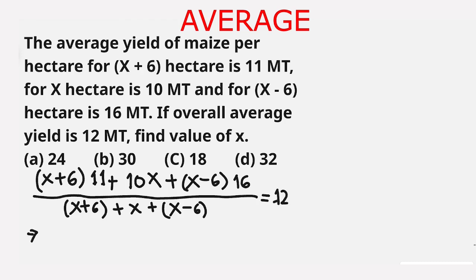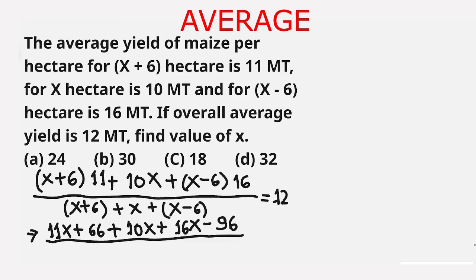Now this is equal to 11x plus 66 plus 10x plus 16x minus 16 times 6, which is 96, divided by x plus 6 plus x minus 6, which is 3x, equal to 12. Now we can easily find the value of x by solving this equation. 11x plus 10x is 21x, plus 16x is 37x. So this is 37x.